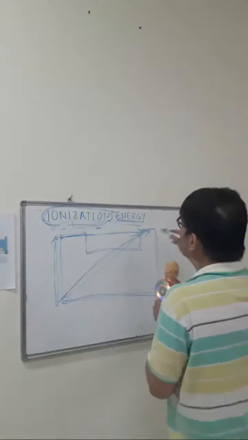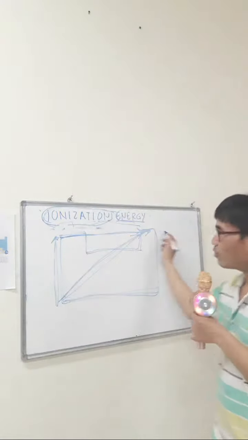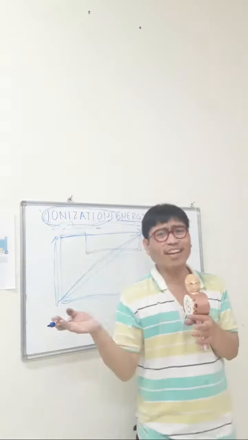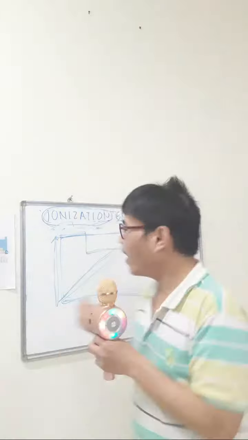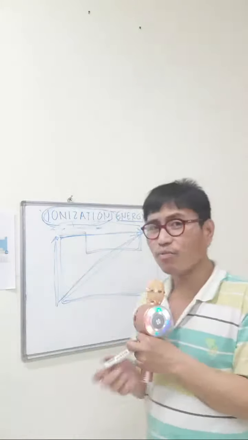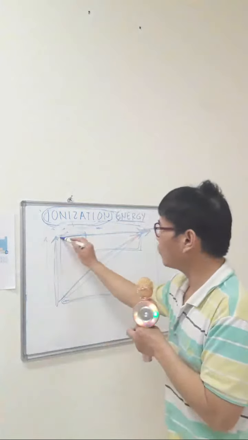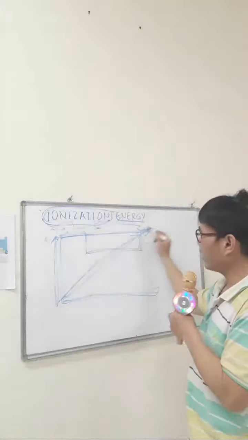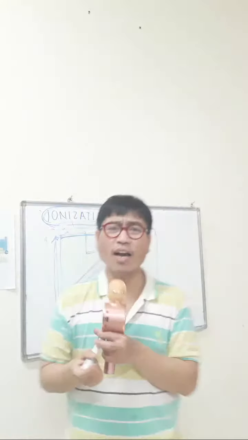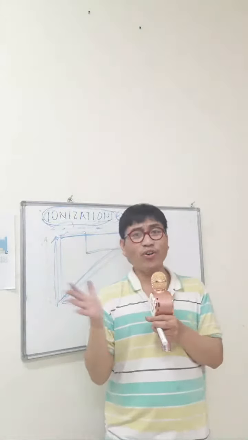Now, with this arrow, you can understand and compare the trends. Your ionization energy increases going up and from left to right, and the arrow will be going like this. The basis will be the lighter elements, the non-metals.